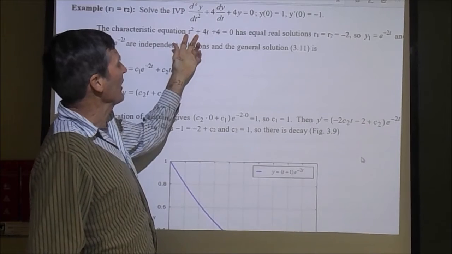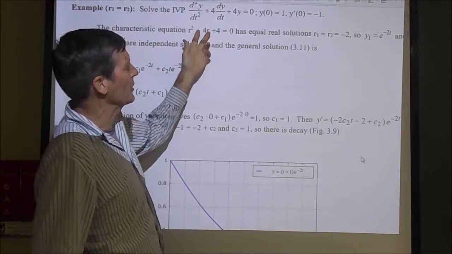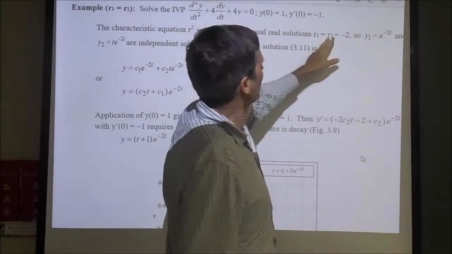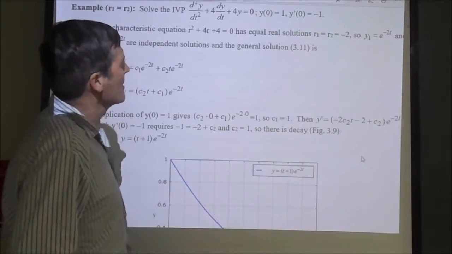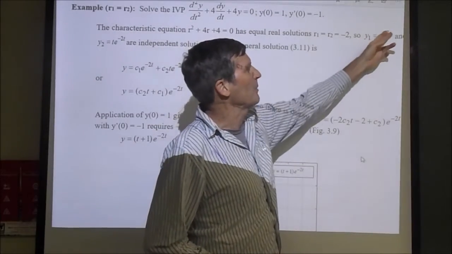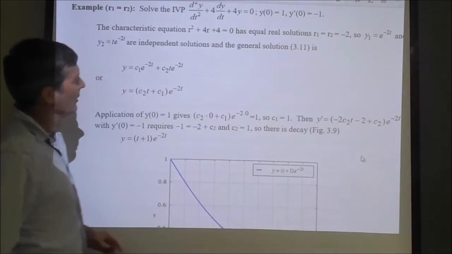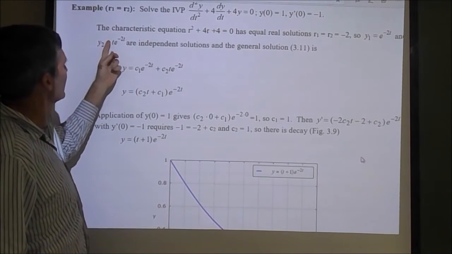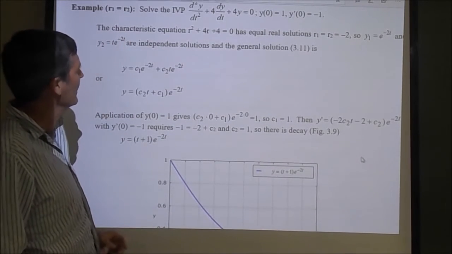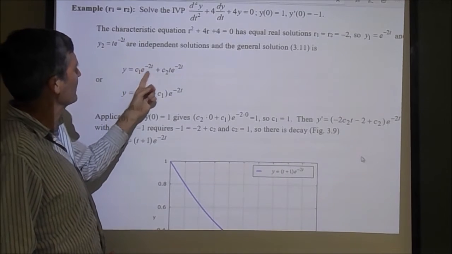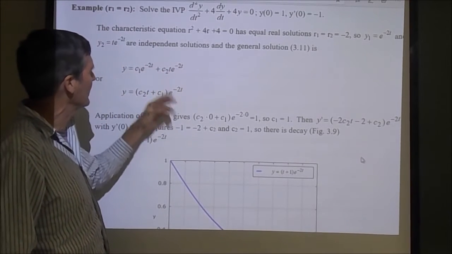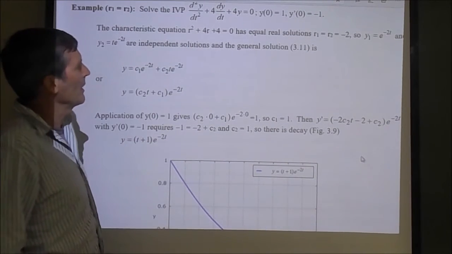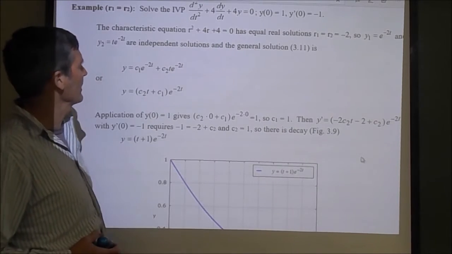What are the solutions to this? This factors as r plus 2 times r plus 2, or you can use the quadratic formula. And you get two equal solutions, r1 equals r2 equals minus 2. So this means there's only one independent solution, e to the minus 2t, and the other, e to the r2t, is the same solution. So we said the second independent solution is t times the first one, t e to the minus 2t. And the general solution is c1 times e to the minus 2t plus c2 t e to the minus 2t, an arbitrary linear combination of the two independent solutions when the solutions of the characteristic equation are equal.